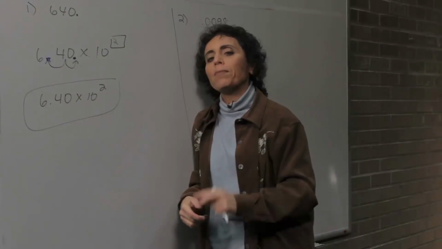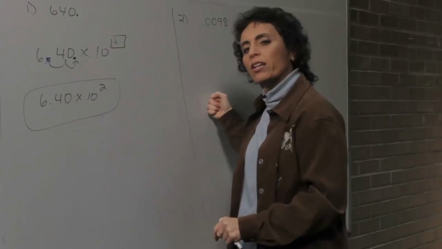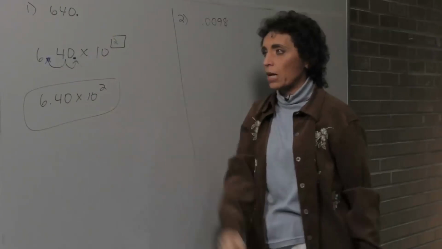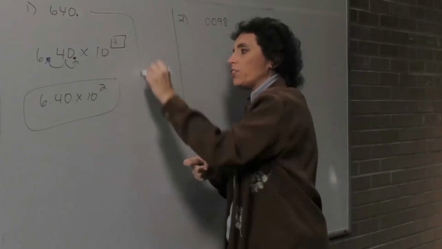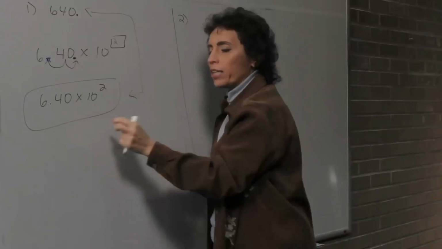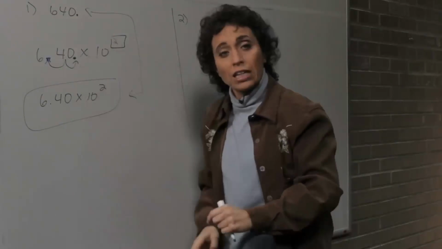So I'm going to give you a little, well, I'm not going to give you a hint yet. Wait till we do this one. Maybe you can give me the hint. Okay, so that's the answer to that problem. That's that number in scientific notation. So these mean the same exact thing, only one's written in scientific notation and one's written in standard form.